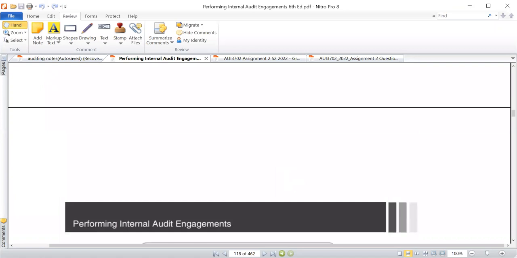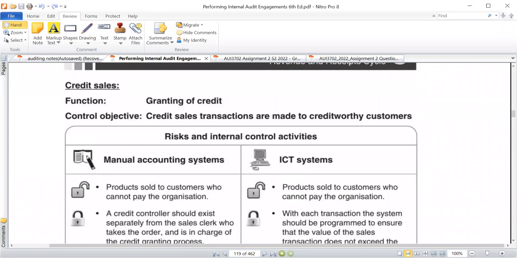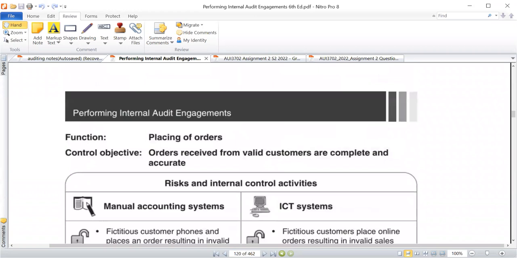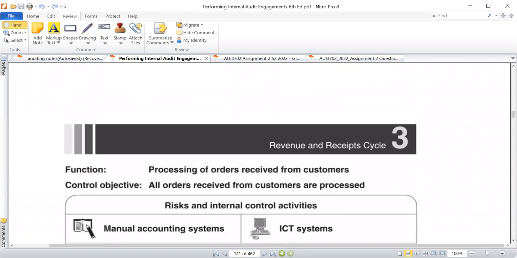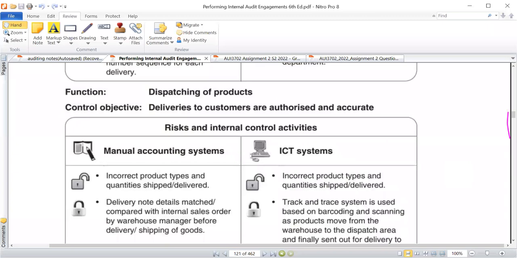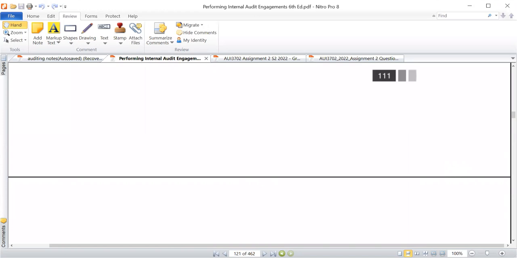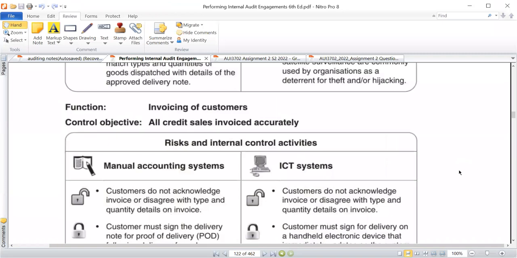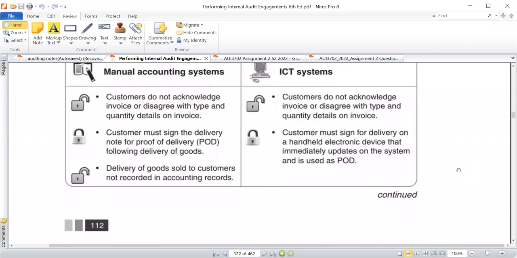All right. So the first one is, okay, this is the second one, granting of credit. So that's not what we are looking for. Placing of order, that's not what we are looking for. So we skip that. Processing of orders received from customers, no, that's not what we're looking for. Dispatching of products, which is delivery, that's not what we're looking for. We're looking for something that happens after that. All right, invoicing of customers. This is more or less what we are looking for.